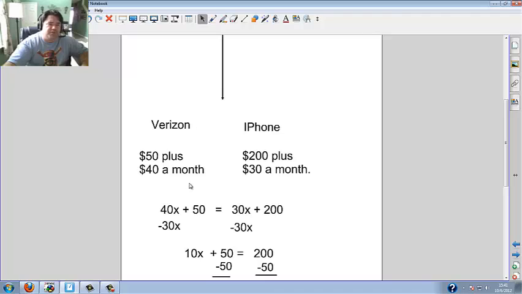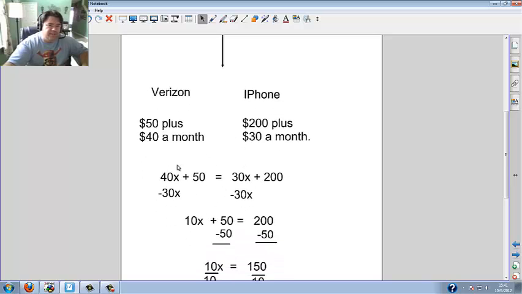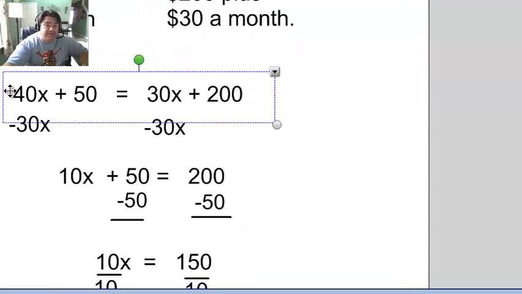I broke apart the Verizon, which was $40 a month plus $50 from the beginning. iPhone, I put $30 a month plus $200 for the phone. So I put 40x, because I'm not sure how many months we're talking about, 40x plus 50 equals 30x plus 200. Now that I have this, I'll minus 30x from both sides. I have 10x left over here.